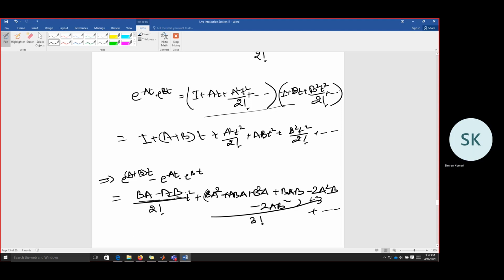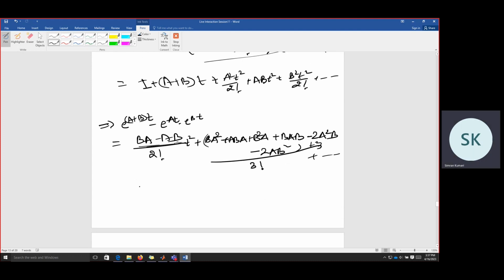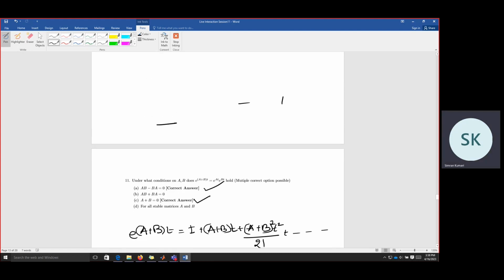Now, so that means this should be there, and this can also be 0 when A plus B is equal to 0. This implies A equal to minus B. So if we replace this A by minus B, we'll get 0 only. So this one is also correct.